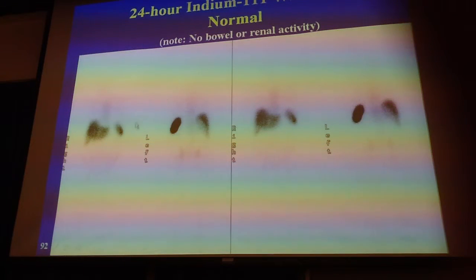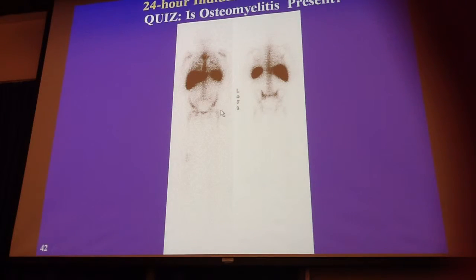HMPAO, well, we'll take a look at some of that in a minute. But again, you should be able to recognize whole body images based on what organs are showing up. So whole body indium like this, gallium, bone scan. What else do you do? I-131 MIBG, yeah. So based on what you're seeing here, on the whole body.